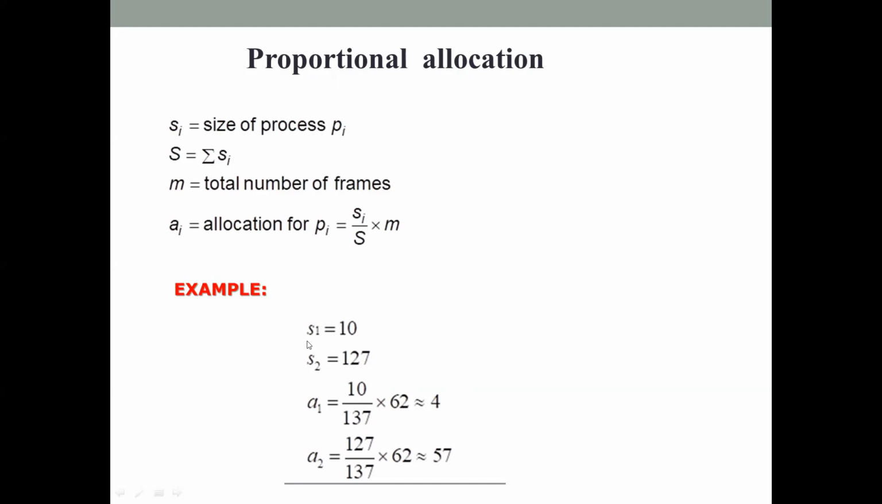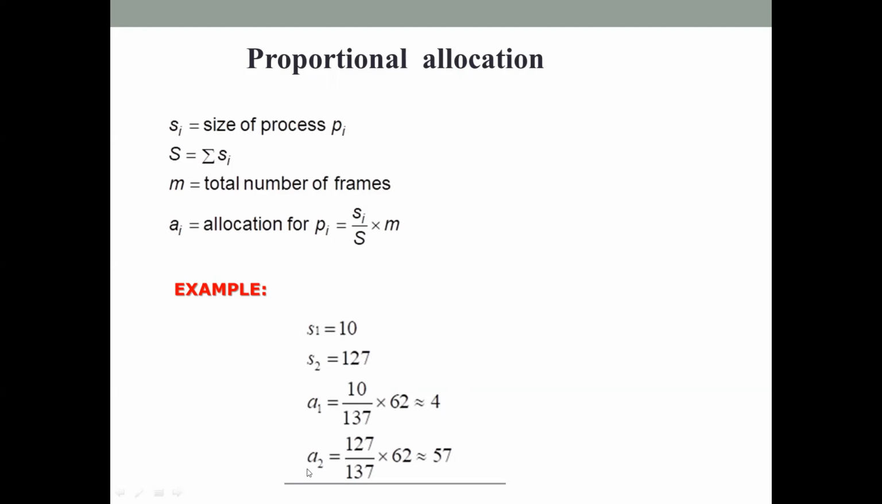For example, let's take the same previous example. The low priority process P1 requires 10 frames. Let's say you have another process P2 whose requirement is 127 frames. So the number of frames allocated for the low priority process P1 would be its requirement of 10, divided by the total requirement of 127 plus 10, which is 137, into the number of frames available, which is 62. When we do this calculation, approximately 4 frames have to be allocated for process P1.